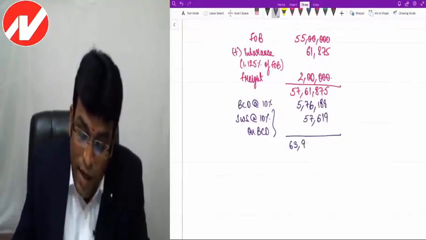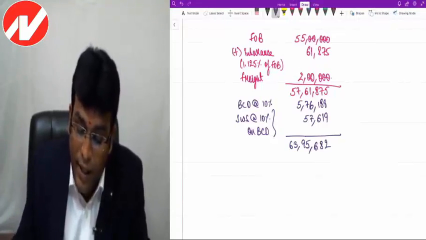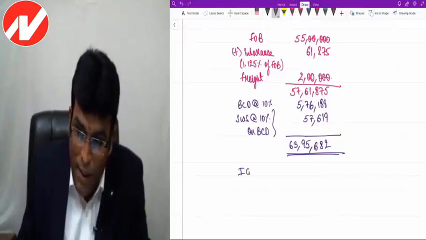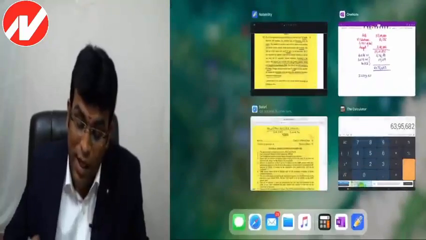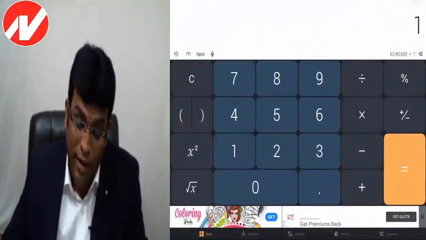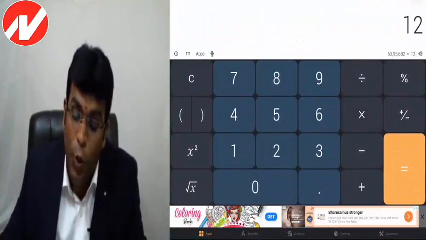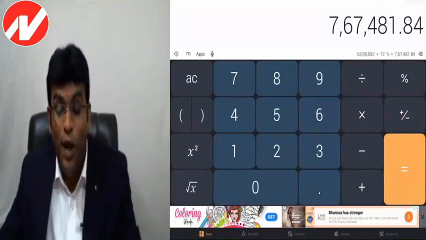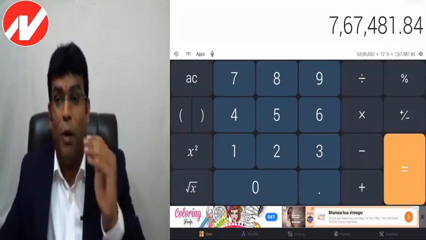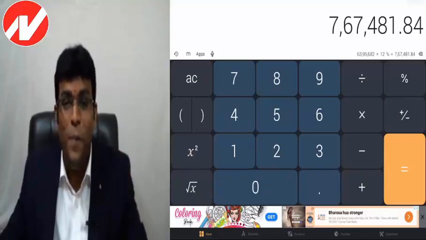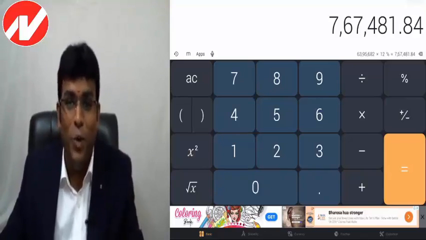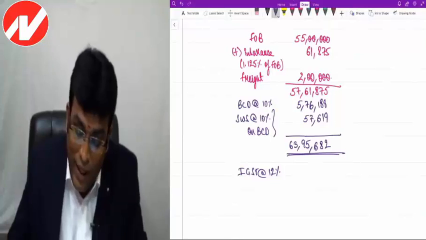63 lakhs 95,682. And when I talk about IGST, that will come at the rate of 12%. 63 lakh 95,682 into 12%. That is coming to 767,481.84. I'll take it as 482. 767,482. So IGST figure is 767,482.